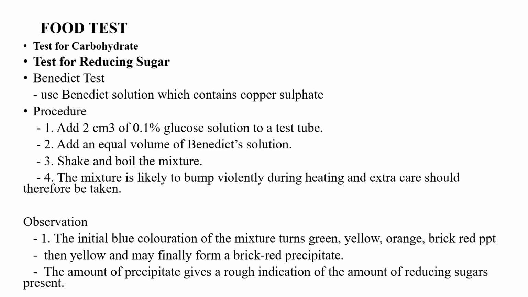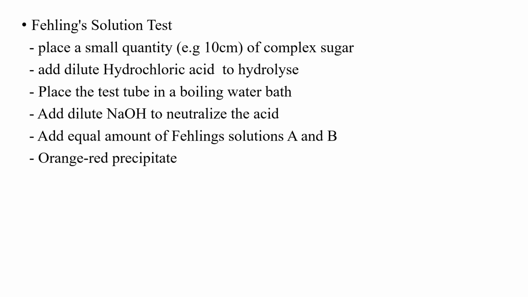The amount of the precipitate that you see or observe gives a rough indication of the amount of reducing sugars that are present in that particular food item. That is, if the reducing sugar is present in large quantity, the precipitate is likely to be more, or in large quantity also.